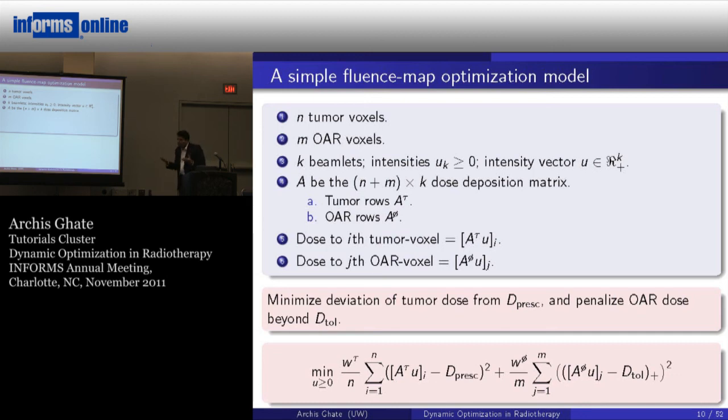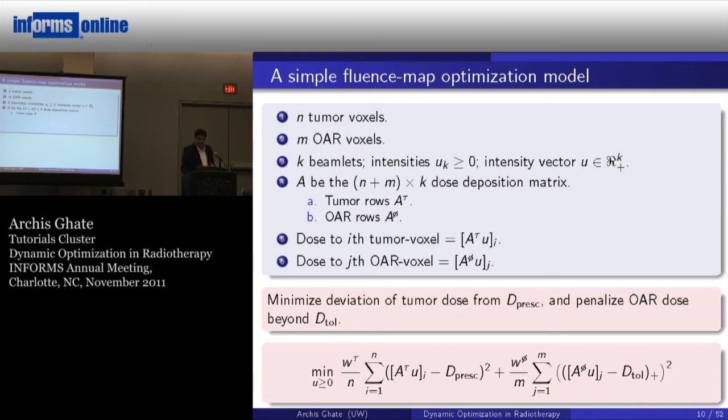So the transformation is going to be linear basically. A is the letter I'm going to use for my dose deposition matrix, and the matrix is basically n plus m times k. Okay, so it's going to have k columns, n plus m rows, and the idea is that I take this A, multiply my U, which is the intensity vector, with this A, right, and what I get will be the dose.